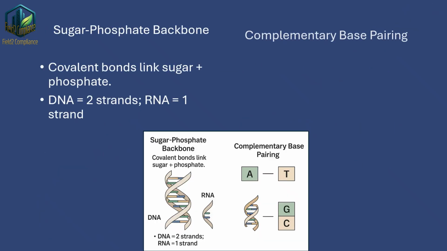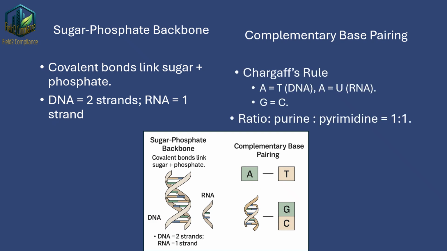The sugar-phosphate backbone is what holds DNA and RNA together. Covalent bonds link the sugars and phosphates. DNA has 2 strands. RNA has 1. Complementary base pairing follows Chargaff's rule. Adenine pairs with thymine in DNA or with uracil in RNA, and guanine always pairs with cytosine. The ratio of purines to pyrimidines is always 1:1, critical for DNA stability.